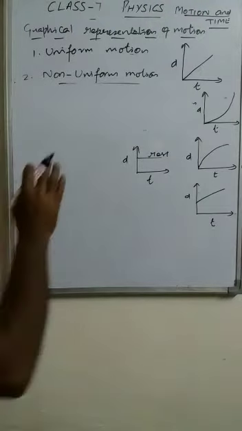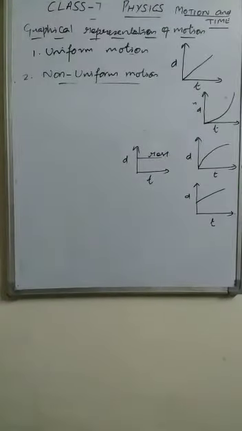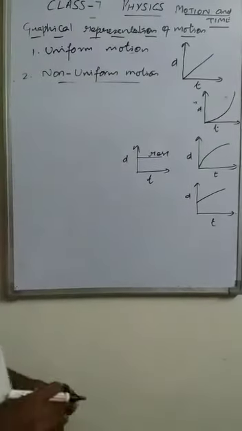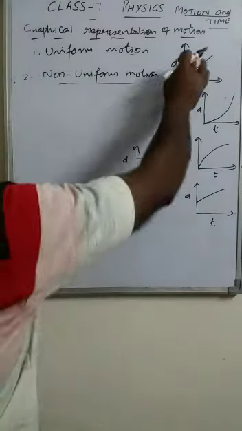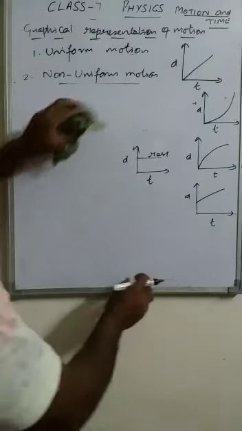Then from the graph itself also we can find out the speed. For uniform motion we will discuss. How?